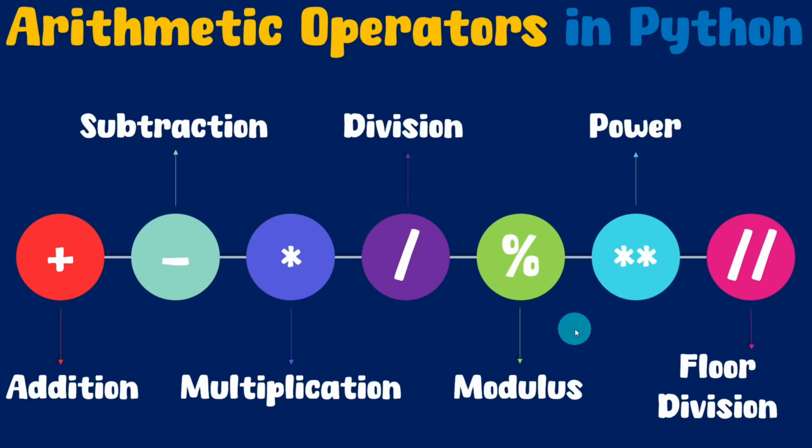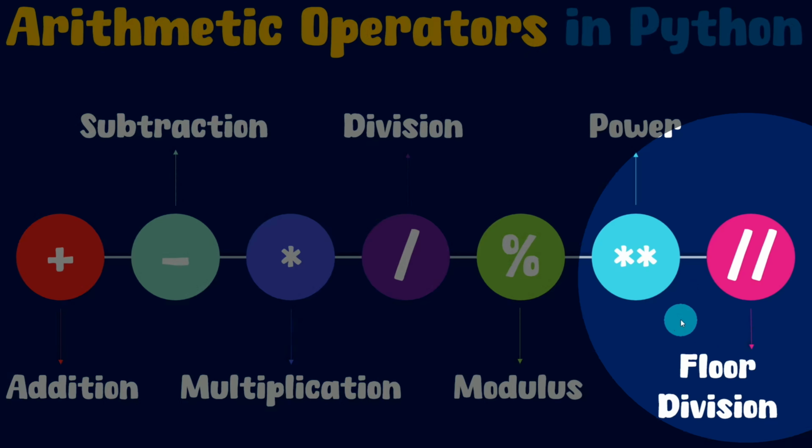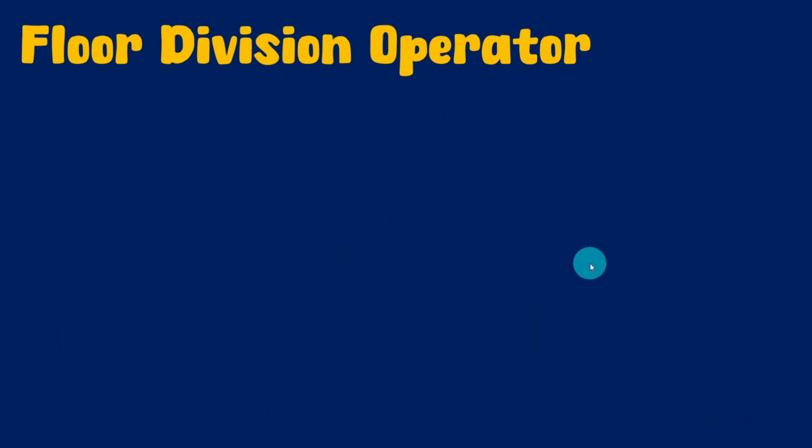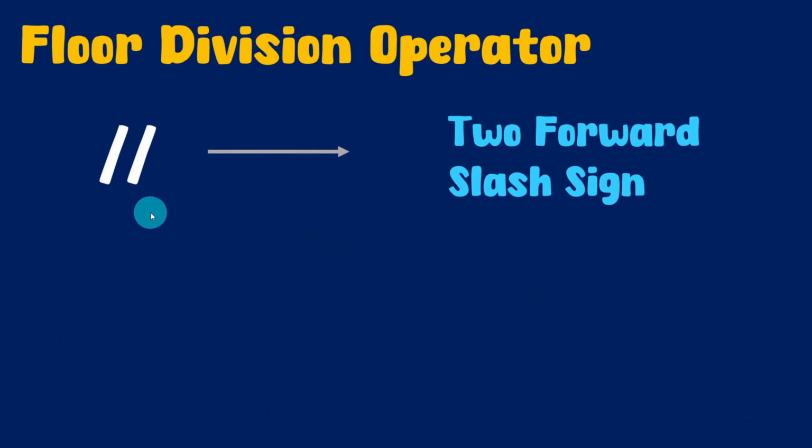Hello friends, we were learning various arithmetic operators that are present in Python. Now we will be learning about the floor division operator in Python. We use this two forward slash symbol in order to represent the floor division operator in Python.